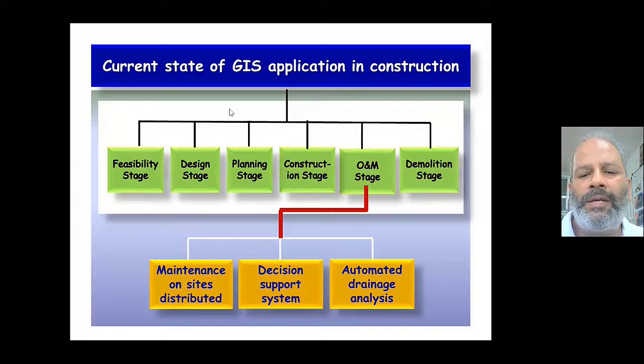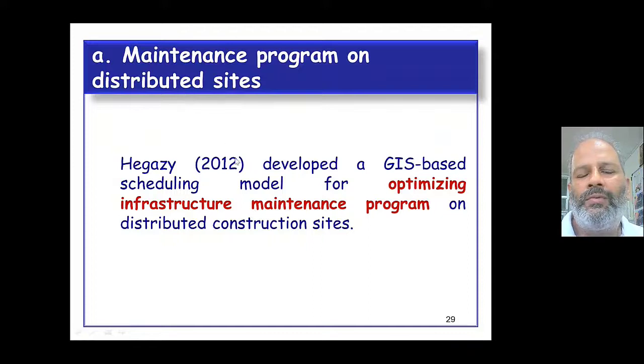Then just a few applications have been reported for the operation and maintenance stage. Those are maintenance on distributed sites, decision support systems, and automated drainage analysis. This is a study in which infrastructure maintenance programs were going on at different locations, and they have reported that GIS use has been found quite useful.